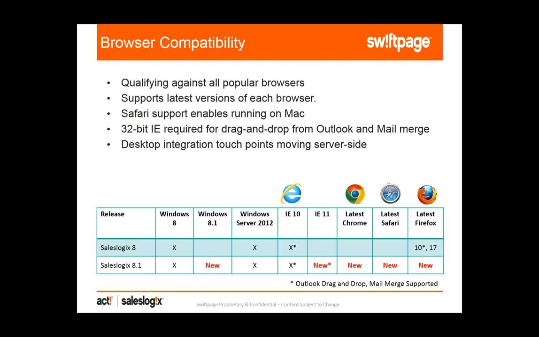This is another step towards getting it to be browser agnostic. So we've got support here for all the most popular browsers and latest versions and adding the 64-bit. 32-bit is still required for the drag and drop from Outlook and Mail Merge. But the Safari support is here, latest Firefox as well.